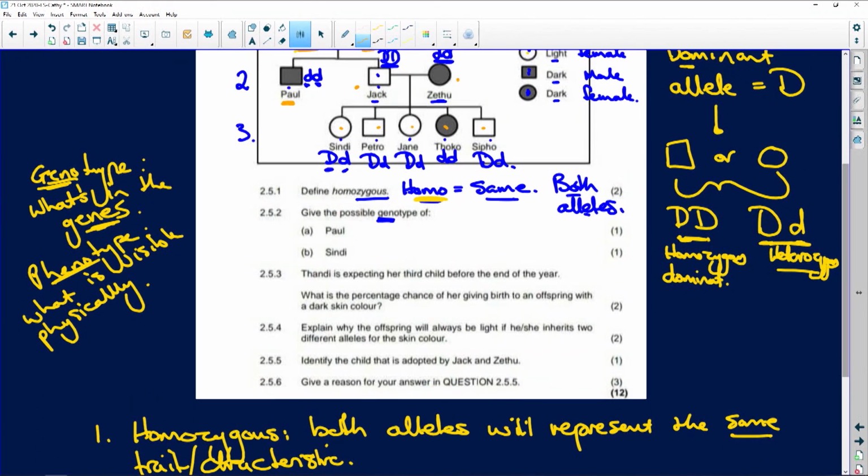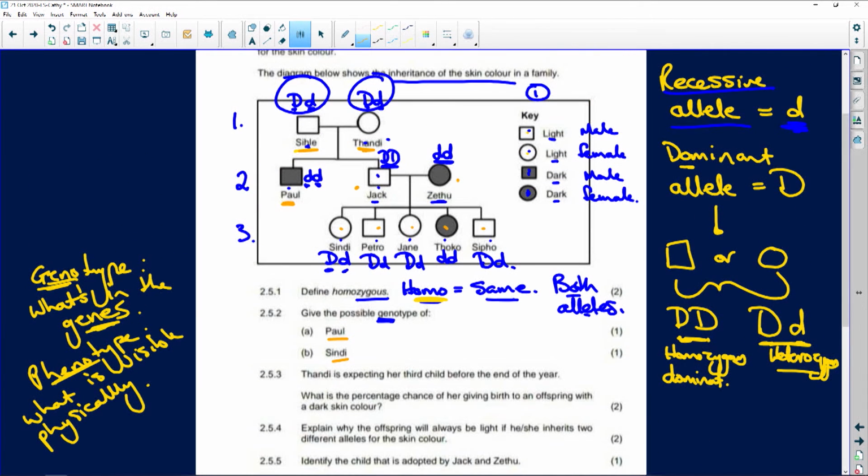So if we look at Paul and Cindy, what do you think Paul is? Paul is here. He is shaded, and the fact that he is a shaded symbol tells you he has 2 recessive alleles. So Paul is going to be dd. That's his genotype. And Cindy has to be heterozygous, so she's going to be capital D, small d. She's heterozygous because she got the dominant allele from her dad, Jack, and the recessive allele from Zitu, her mommy.